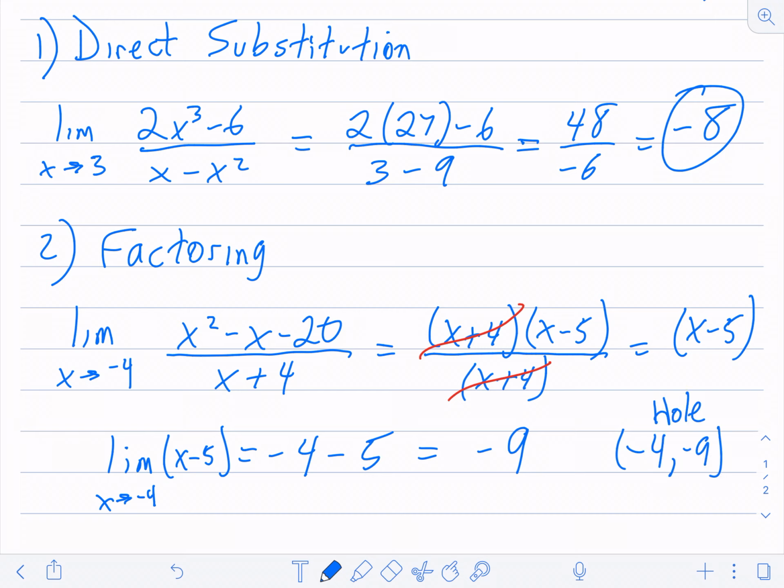And negative 9 is also going to be my limit. Because I'm approaching negative 4 from the left and from the right, I'm getting closer and closer to negative 9 as a y value. That's going to be the limit as x approaches negative 4 from the left and from the right. It approaches that hole, so the limit's going to be negative 9.